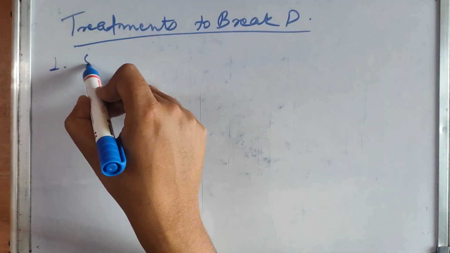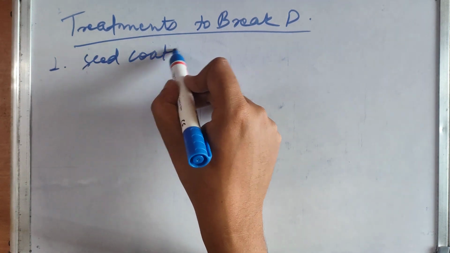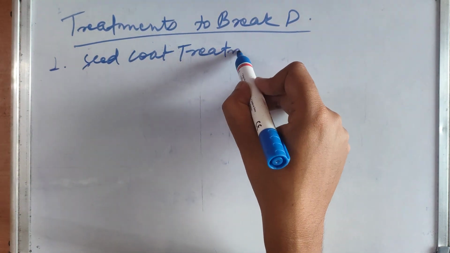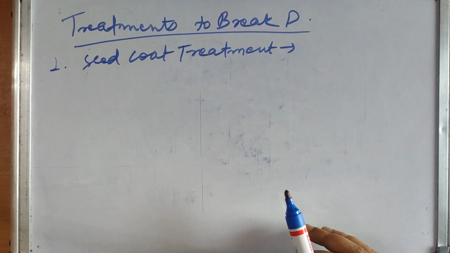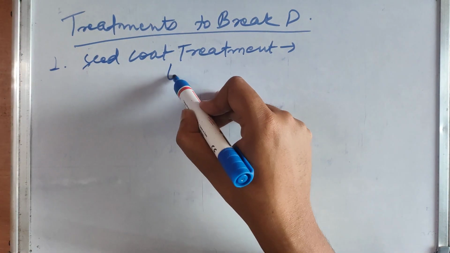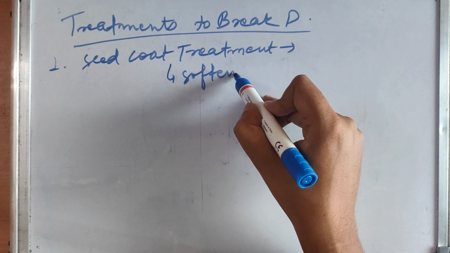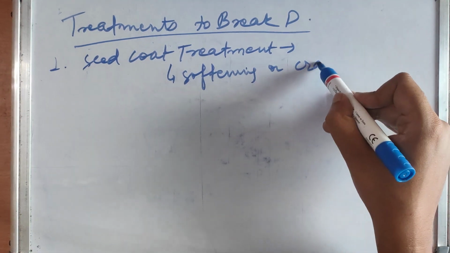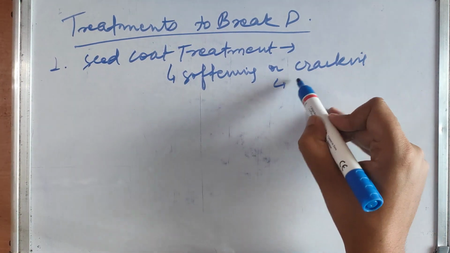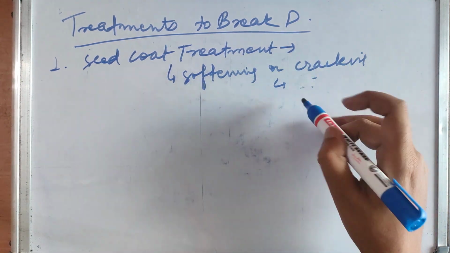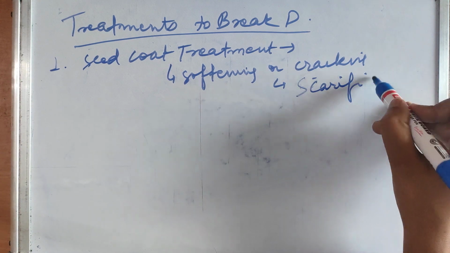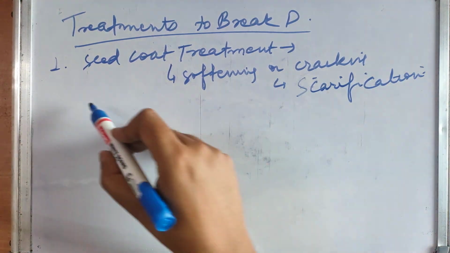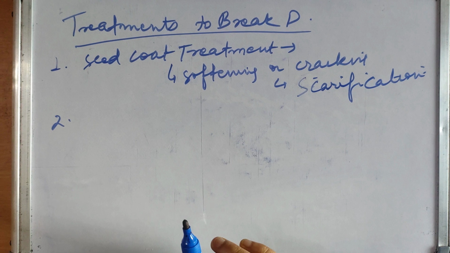So the first one is seed coat treatment. Here we make the seed coat permeable to air and O2 by softening and cracking it. Softening or cracking the seed coat is known as scarification, to form a scar on the seed coat. That will help in the movement of oxygen, air, water, everything.